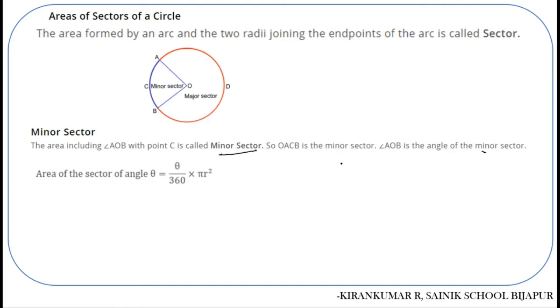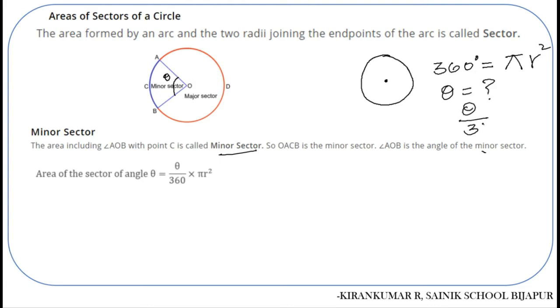If the angle of minor sector is taken as theta, then theta by 360 into pi r square will give area of minor sector. It is something like this. If we have a circle, the angle which is formed at the center is 360 degree. For 360 degree, the area is pi r square. For angle theta, how much? It will be theta by 360 into pi r square. This will be the area of a sector.